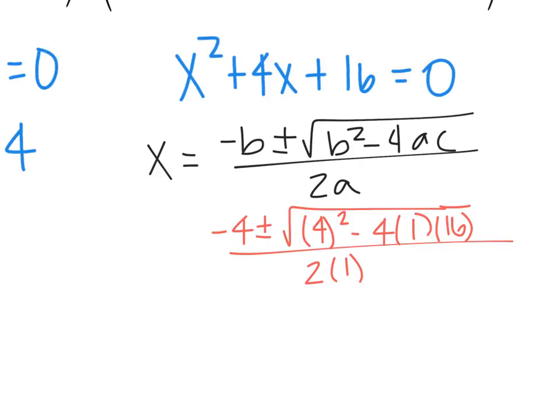Okay. So when we go to work this out, which part do we do first? Inside the square root. And what is the name of that inside the square root?